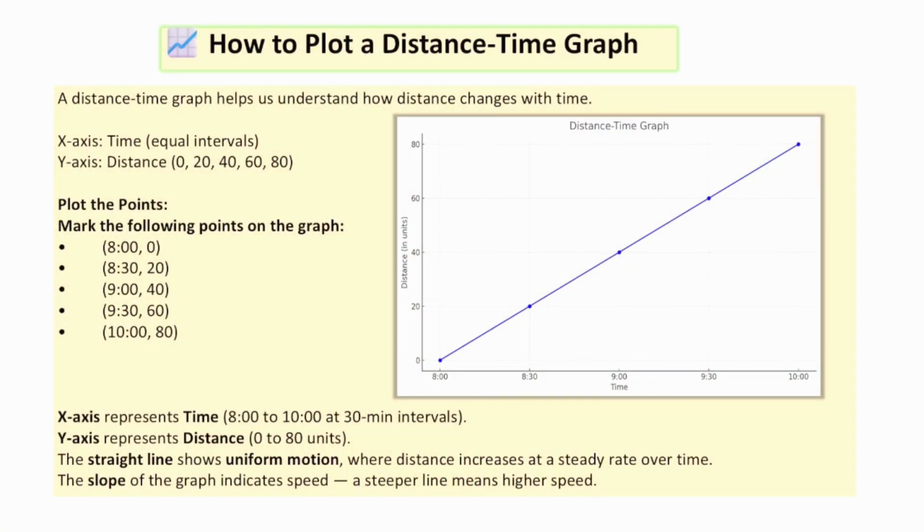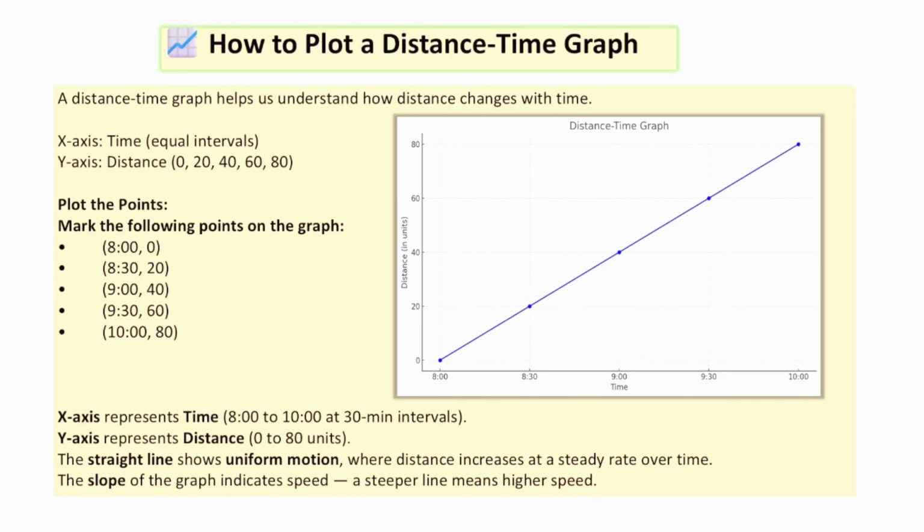A distance time graph helps us understand how distance changes with time. On the x-axis, we have time marked in equal intervals: 8, 8:30, 9, 9:30, 10. On the y-axis, we have distance values 0, 20, 40, 60 and 80 units.